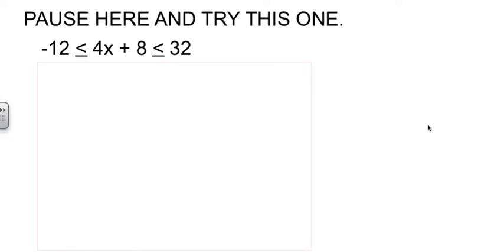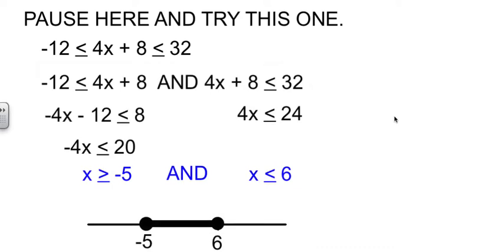So let's pause here and you try this one, come back, check your results. Negative 12 is less than or equal to 4x plus 8, which is less than or equal to 32. Split into two problems. Move my variable to the left in the first case so that things are simpler. And we end up with x is greater than or equal to negative 5 after we flip that sign, and x is less than or equal to 6. Numbers greater than negative 5 and also less than 6, again, that's the strip in between.